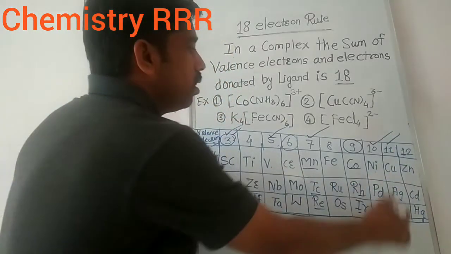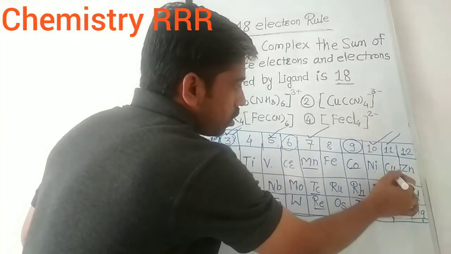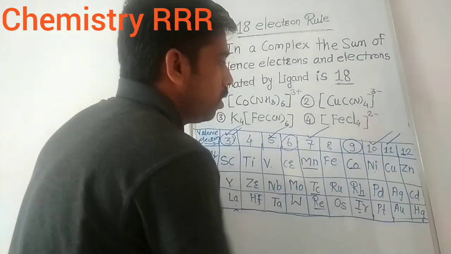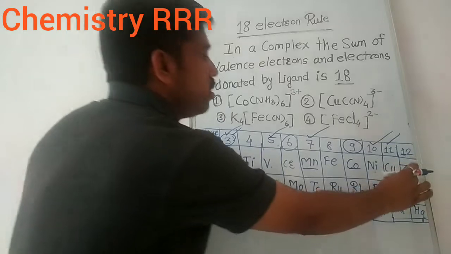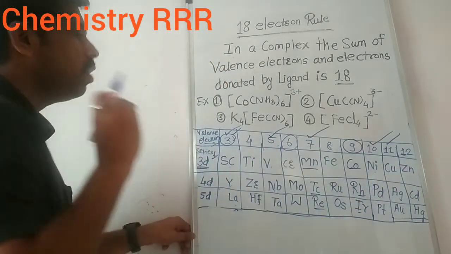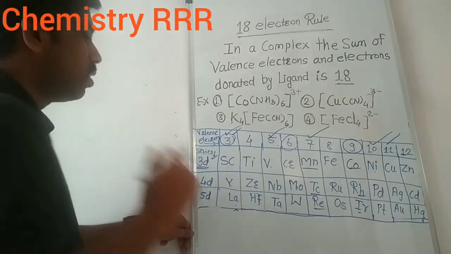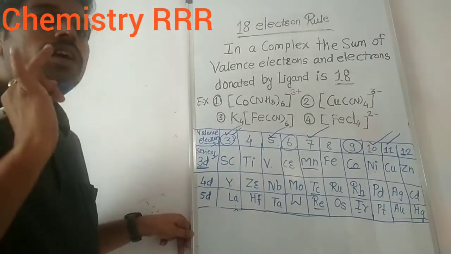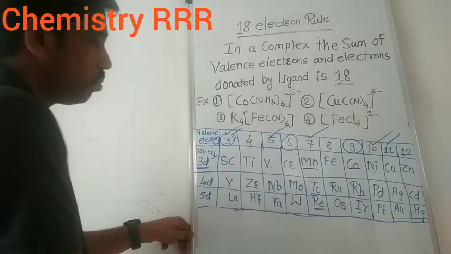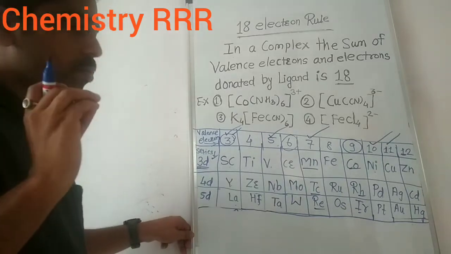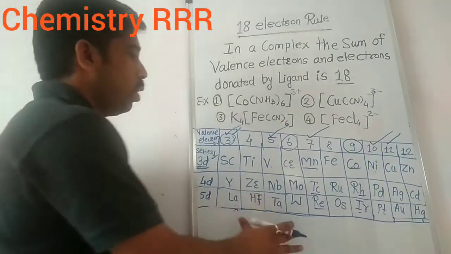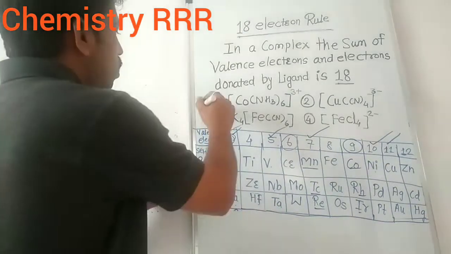11 valence electrons are present in copper, silver and gold. And 12 valence electrons are present in zinc, cadmium and mercury. This is all about the chart of valence electrons present in the central metal atom used in coordination chemistry. This is all the transition metals used in coordination chemistry. Now let's take a screenshot of this table. Now let's solve the first question.